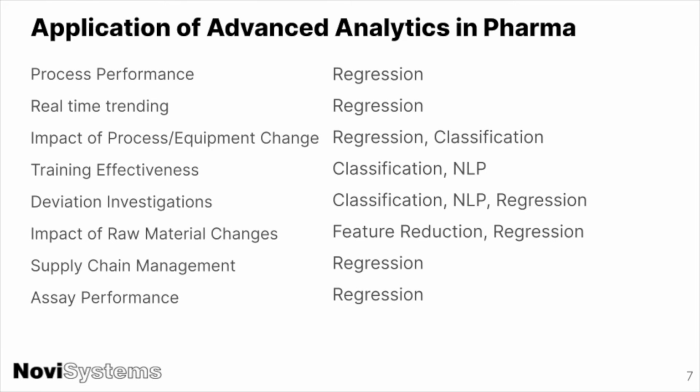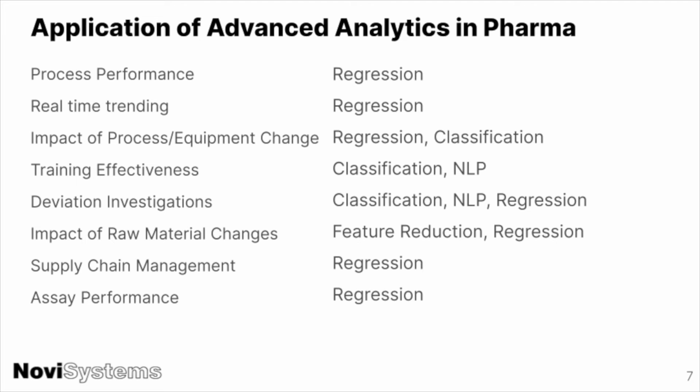Now, we've talked about these different methods, and let's look at where I could apply some of those analytics in my process. Well, as I said, we've got process performance, what's happening over time and trending, and equipment changes. Could be a couple things, all right? So process performance and real-time stuff, we're talking about regression analysis.